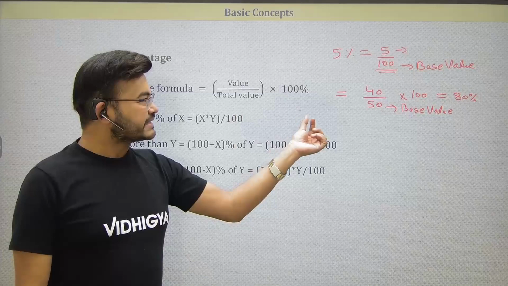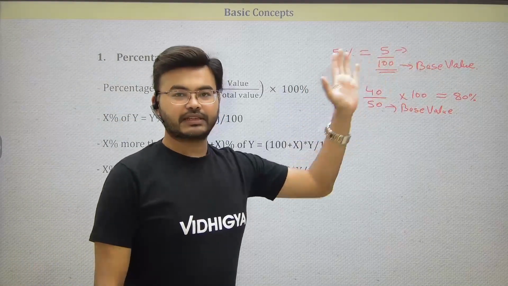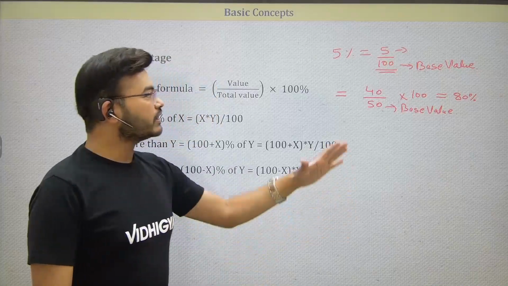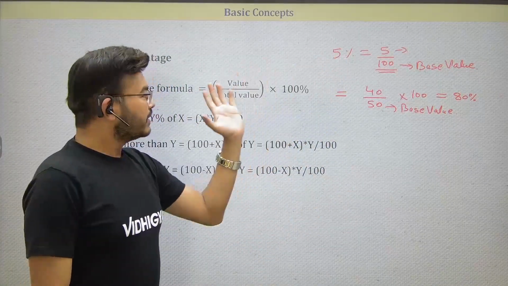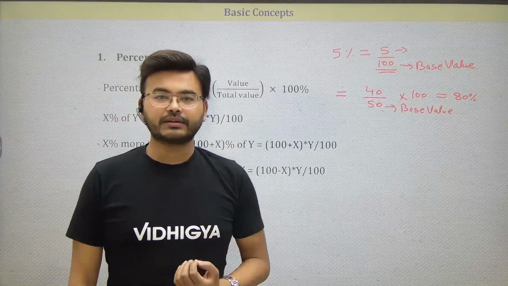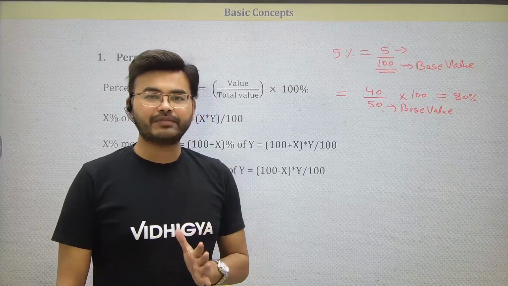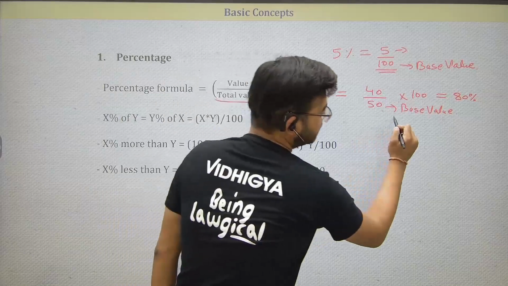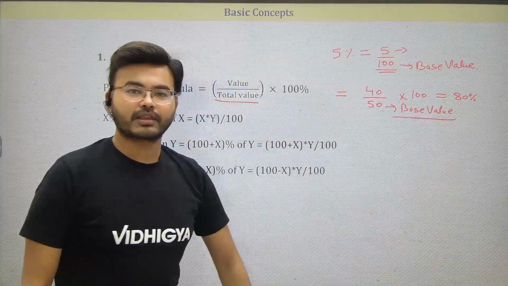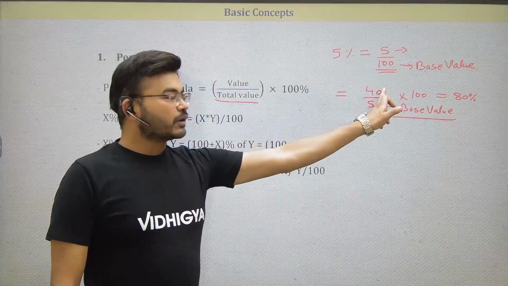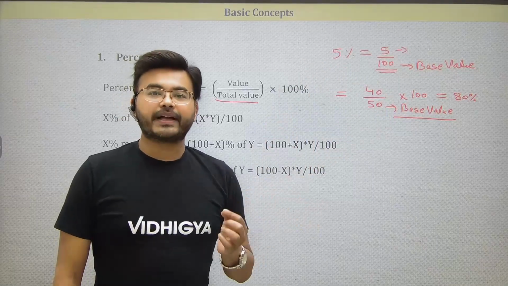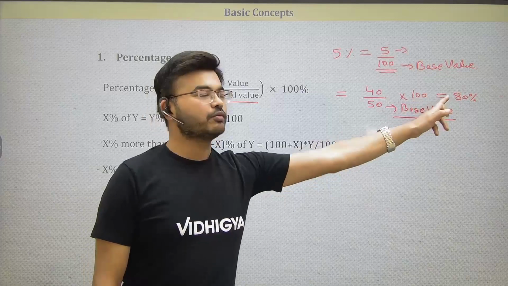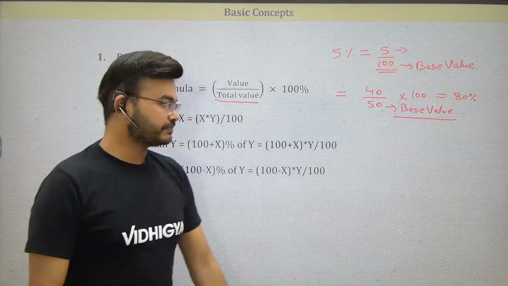So this is the basic meaning of percentage. That means we are comparing any quantity with respect to 100. Then we call it as percentage. Next, when we are asked to calculate the percentage, then simply we need to firstly determine the total value, or we call it the base value. Then we need to write the quantity that we need to compare with the base value. Multiply this with 100 and you will get the percentage.